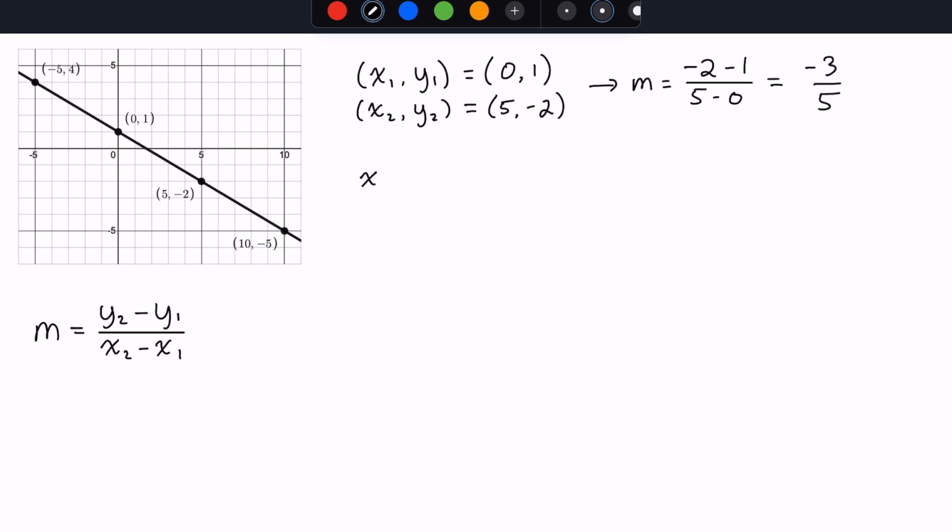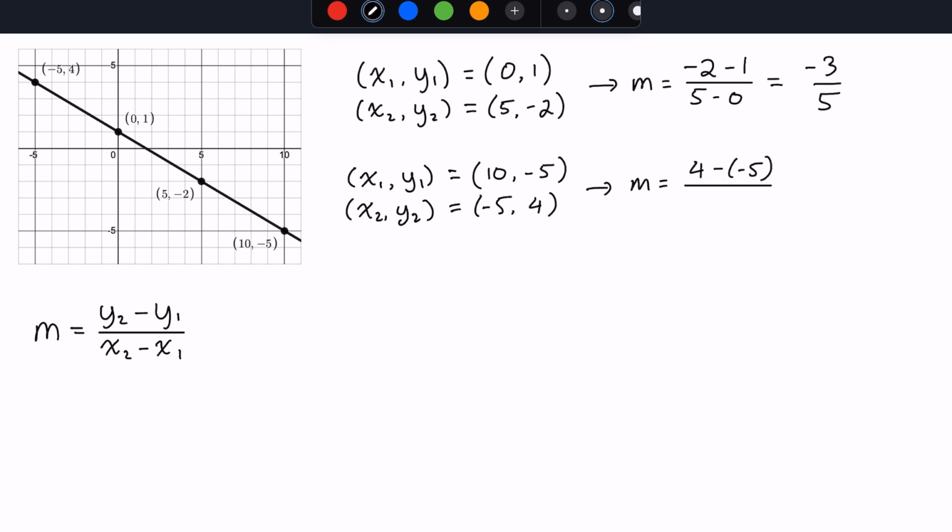over 5. We can also choose x1, y1 to be 10, negative 5, and x2, y2 to be negative 5, 4. Now when we calculate the slope, we'll put in the numbers 4 minus negative 5 divided by negative 5 minus 10. The top is 9 divided by negative 15, and we still get negative 3 over 5.